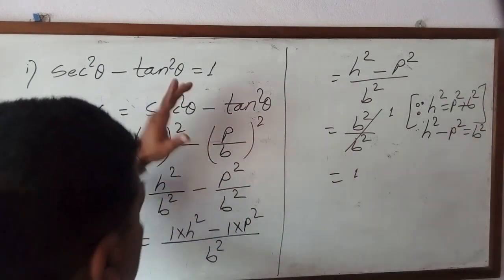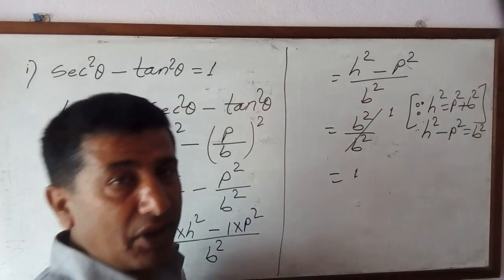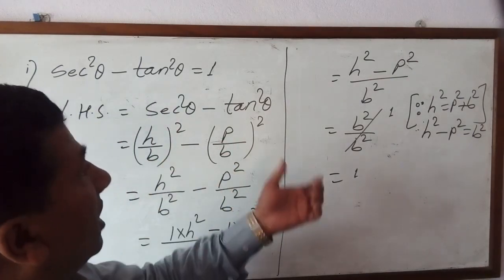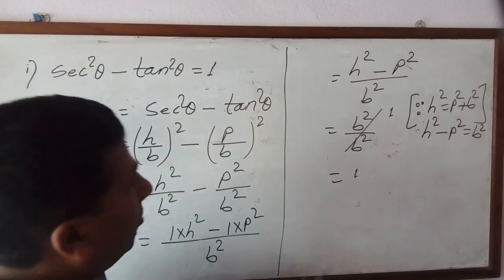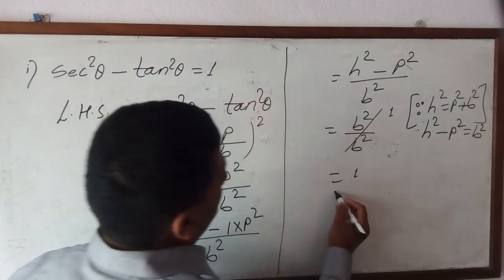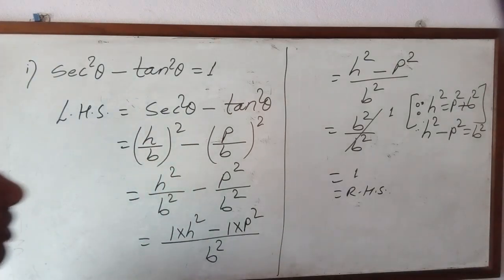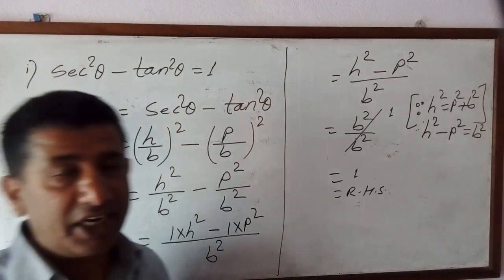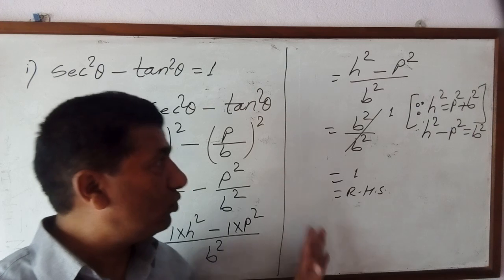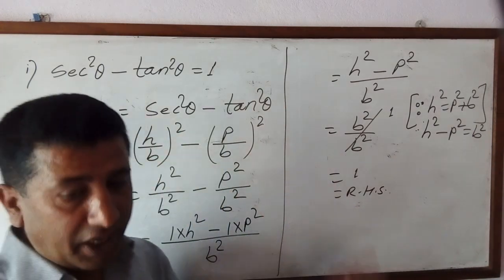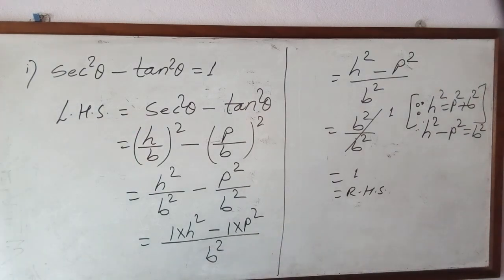We proved this. In this way we have to prove it with the help of the PBH relation, meaning perpendicular, hypotenuse and base. By the help of this we proved it, and now it equals the right hand side. In this way we write right hand side, proved. Now what we did, sec square theta minus tan square theta equals 1. This is true. In this way you have to prove it. Now practice it yourself 2 times, 3 times, then you will be perfect.